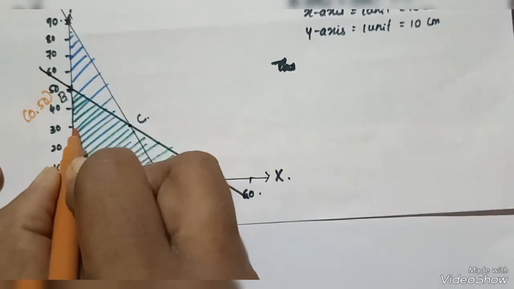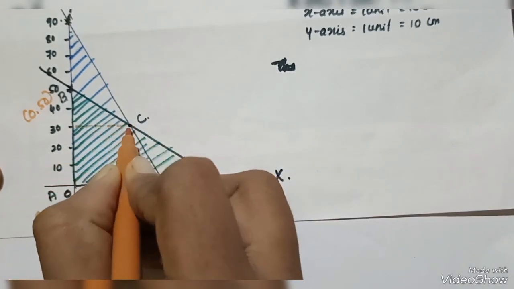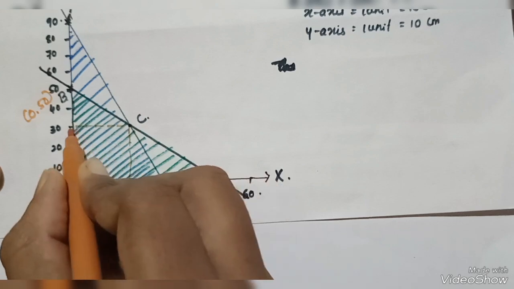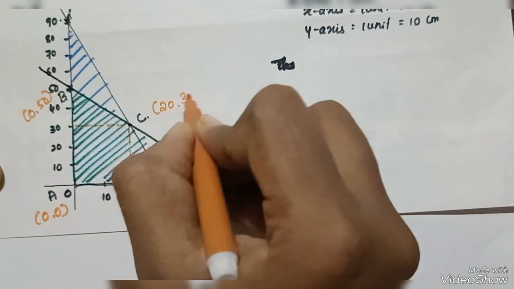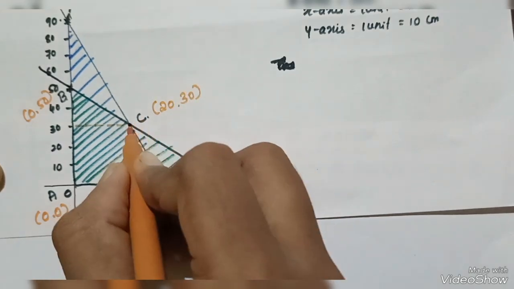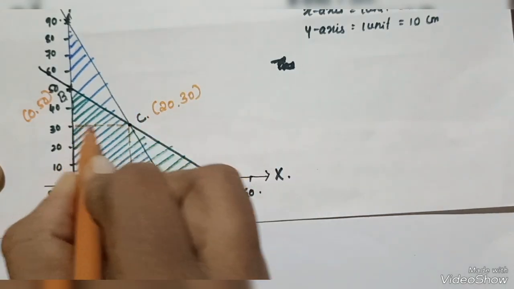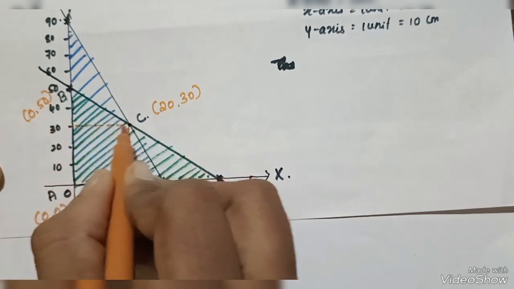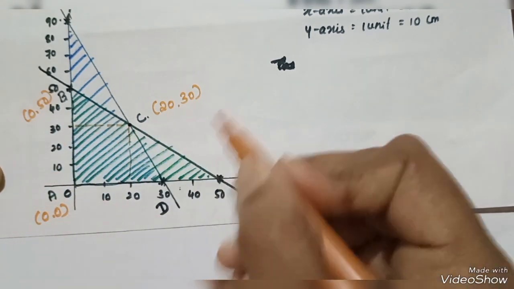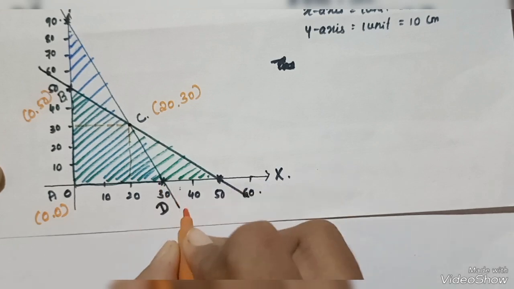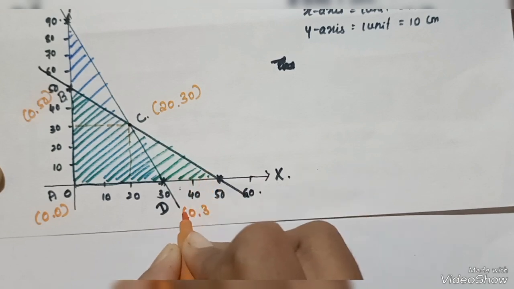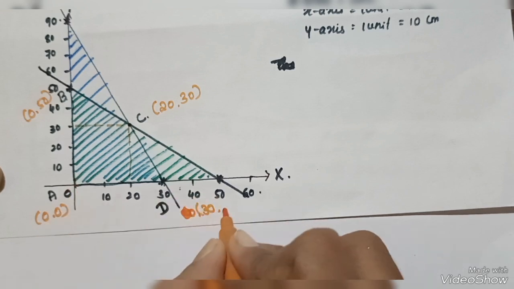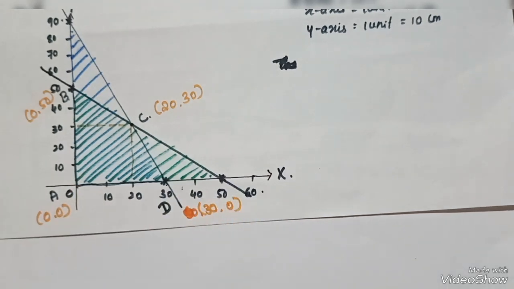Here we have to cut the point, taking x is 20 and y is 30. The point where the lines meet, so we have to draw a line for the y-axis as well as the x-axis. We get C point 20 comma 30 and D point 30 comma 0, where y is 0. These are the corner points.